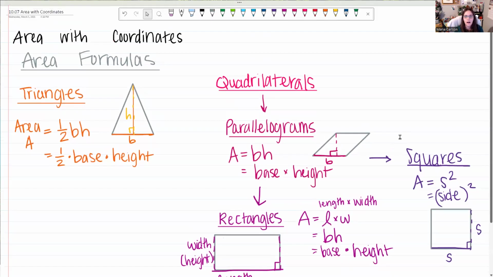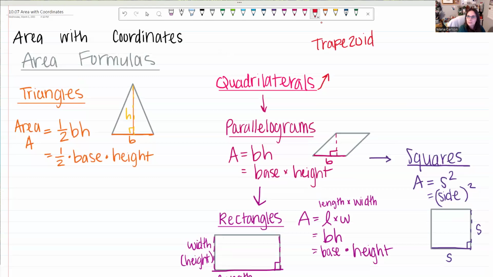There are rhombuses too, but that is a more complicated formula that you do not need to know at this point. The other type of quadrilateral that I left out is a trapezoid. So I'm going to write that up here. Trapezoids are not parallelograms because only one set of the sides are parallel to each other. And the area formula for a trapezoid, instead of just base times height, is the two bases added together, so base 1 plus base 2, times the height, divided by 2. So let's draw a picture for this.